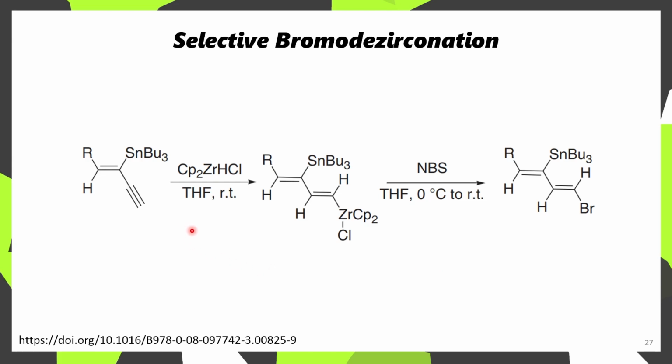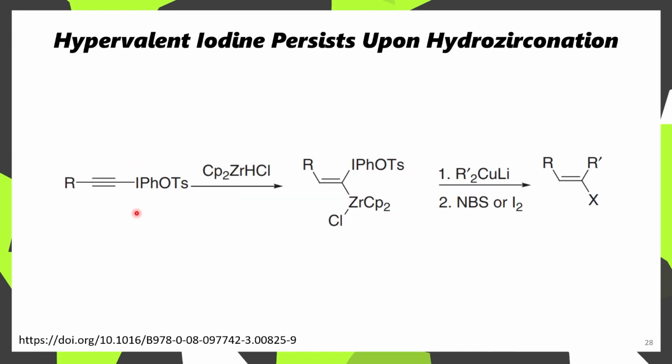In this case, even though we have an alkene with a tributyl tin group, the terminal alkyne is more reactive, so hydrozirconation still occurs there. Then upon treatment with NBS, the tributyl tin group is retained, and the zirconium is replaced with a bromine, affording this interesting looking diene. So this is a selective way to add a bromine even in the presence of other reactive groups. Here's an example that I really liked.